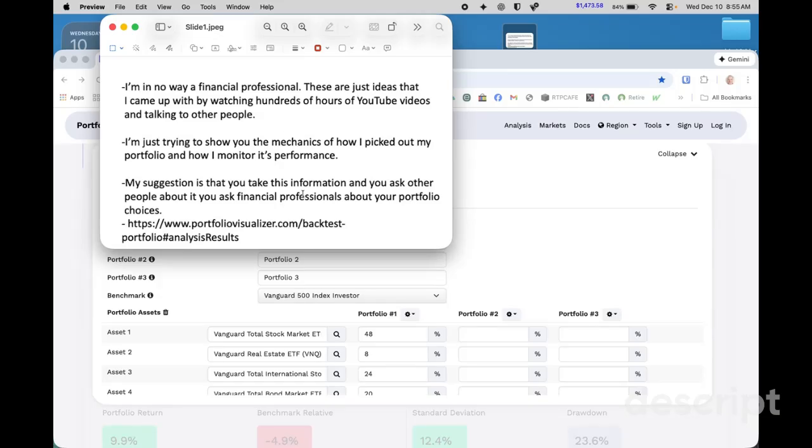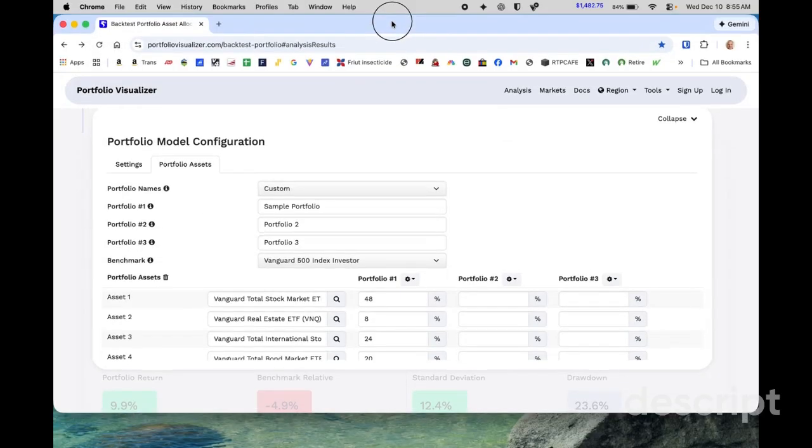Okay? Take this information just like any other information and ask other people, financial professionals, about your portfolio choices. But here's what we're going to discuss today: the portfolio visualizer. It's a struggle for people to suggest what ETF stocks, all that stuff to put in your retirement package because you have to adjust risk, right?